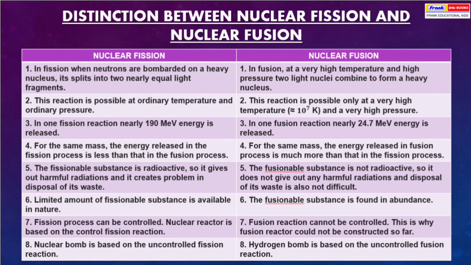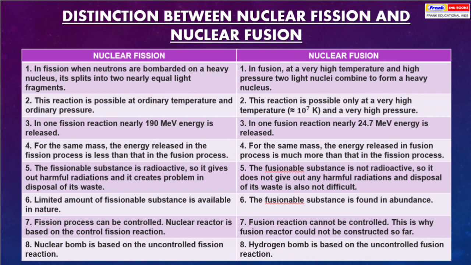Nuclear fusion. In fusion, at very high temperature and high pressure, two light nuclei combine to form a heavy nucleus. The reaction is possible only at very high temperature and very high pressure. In one fusion reaction, nearly 24.7 mega electron volt energy is released. For the same mass, the energy released in the fusion process is much more than that in the fission process.